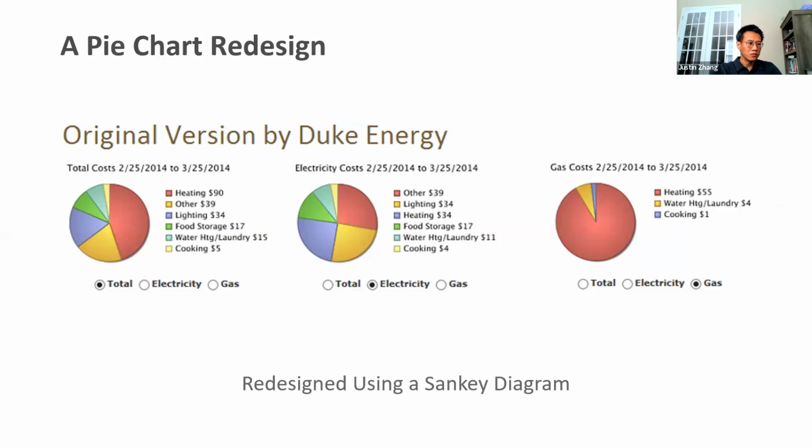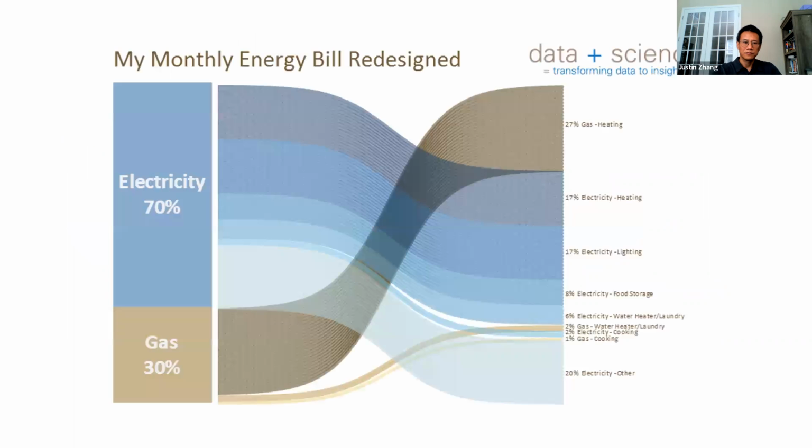So this is a real-world example of an energy usage report from Duke Energy. These three pie charts attempt to show energy usage for electricity, gas, and the total energy overall. Each pie chart breaks down the things that are using the energy. Notice how hard it is to make a comparison from one to the other. How about issues with the colors? And what's the story here? It's very difficult to tell the story.